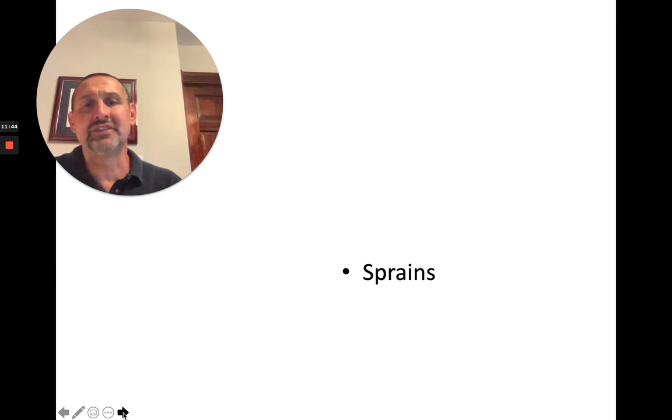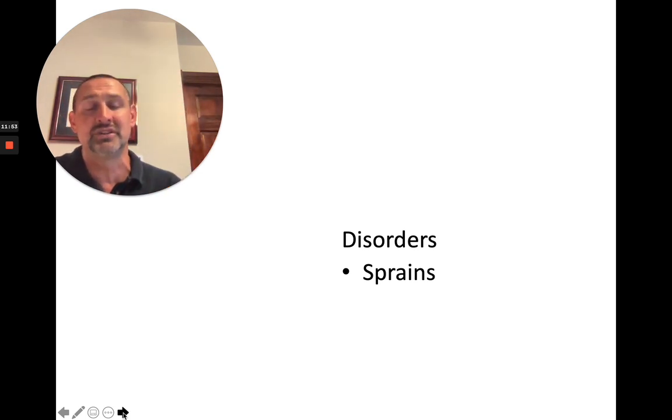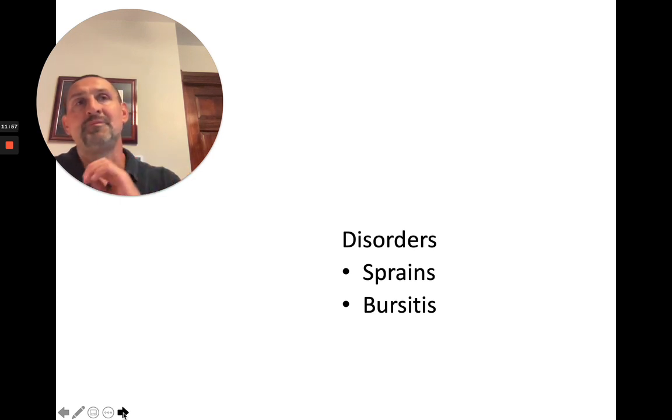Sometimes joints can be injured by sprains. So for example, hyperextending, where we've extended the joint and then we've gone beyond the normal range of motion. Sprains affect the ligaments of joints, the connective tissue that's holding the joints together. Bursitis, the ITIS tells me there's an inflammation of the bursa. That's a cushion sac in joints like your knee and elbow.